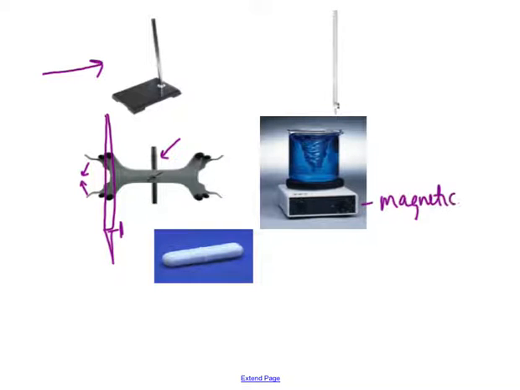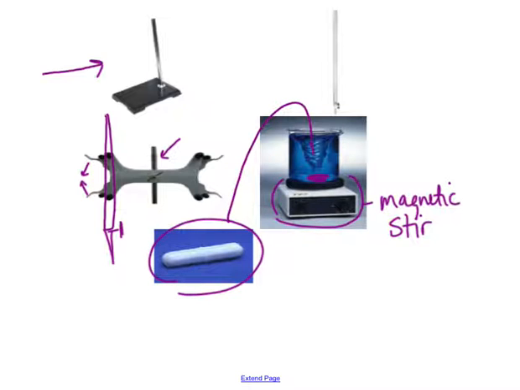In order to get a smooth pH curve, we have to have the solution constantly stirring. Stir, stir, stir. So this box right here has a magnet that turns. And so in your solution, you're going to put this thing called a stir bar. And the stir bar is going to stir the solution when you turn this box on.